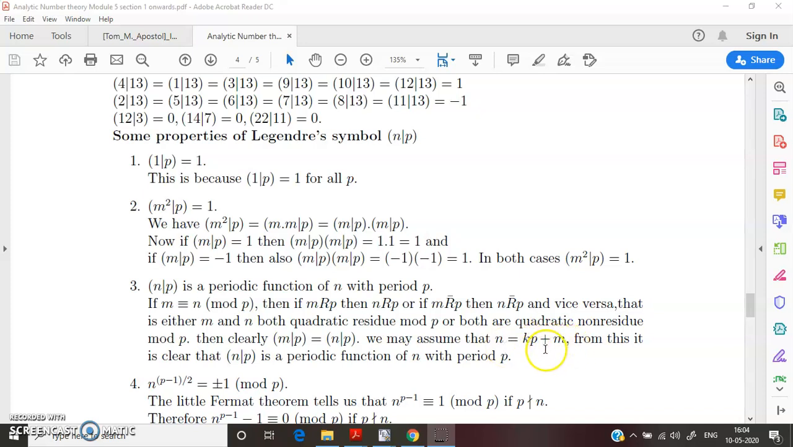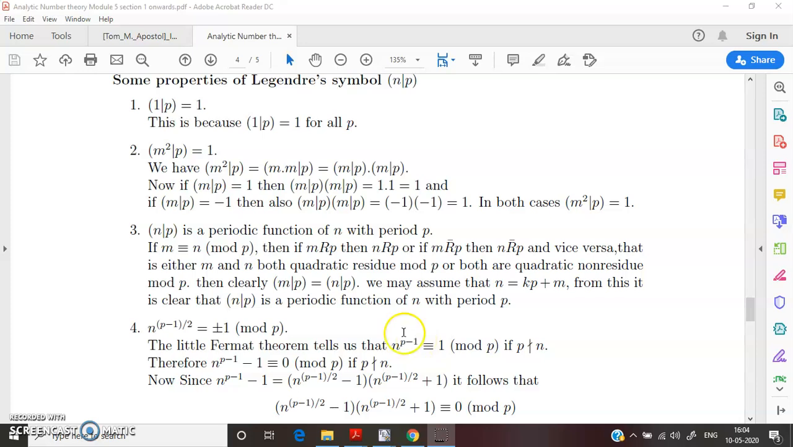What is a periodic function? A periodic function is that function which is repeated after a certain period. So this can be written as n is m plus p, or m plus p plus p, m plus p plus p plus p, like that. So in that way this function is periodic. Whatever m has as its Legendre symbol, n also has the same Legendre symbol. So in that case this is repeated. So it is a periodic function with period p. So we have proved it.